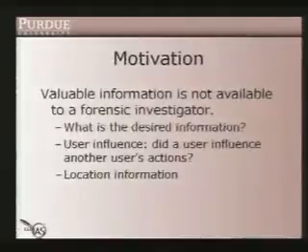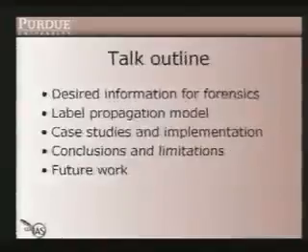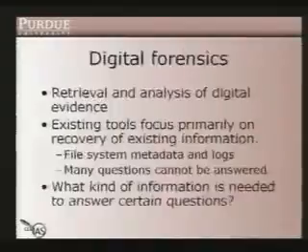So during this talk, I'm going to raise a question of what the desired information actually is when performing a digital investigation. And in the second part of my talk, I'm actually going to focus on two of these pieces of information, which is user influence and location information. So in the first part, I'm just going to explore a little bit of what kind of information we actually want of a system as a forensic investigator. Then I'm going to introduce a model that uses labels to track information on a system, present some case studies about that, discuss the implementation, and then conclude and present some future work.